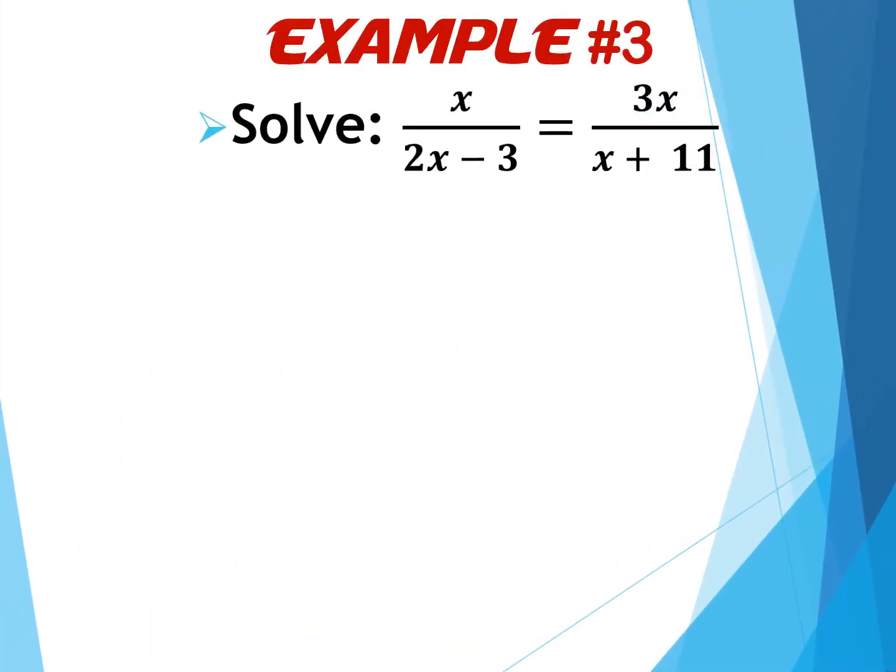Okay, let's have the next example. Solve for x: x over 2x minus 3 equals 3x over x plus 11. First step is to factor the denominator, but since this is prime, the next step is to find the restrictions.